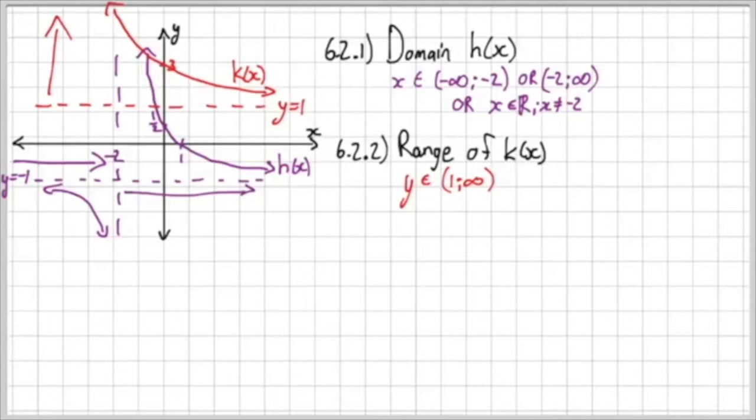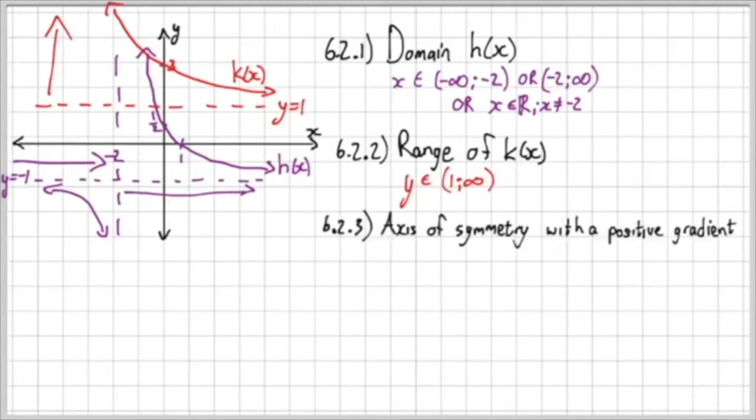So question 6.2.3. Question 6.2.3 asks us the axis of symmetry with a positive gradient. Now for this you need your theory, because the theory of a hyperbola says the following.